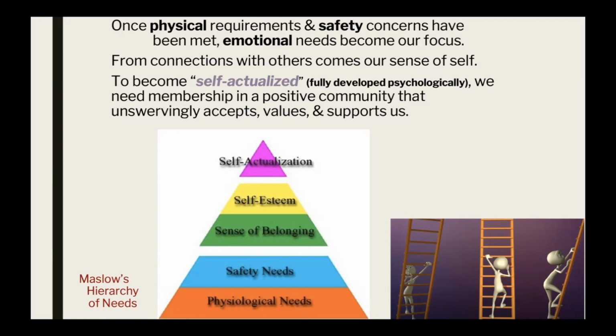Some kids live in neighborhoods that are unsafe. They may live in an abusive home. Their safety needs are not met. And while they can still feel good about themselves, that self-esteem, it's certainly harder to do so when the lower levels, the more primary needs, are not met.